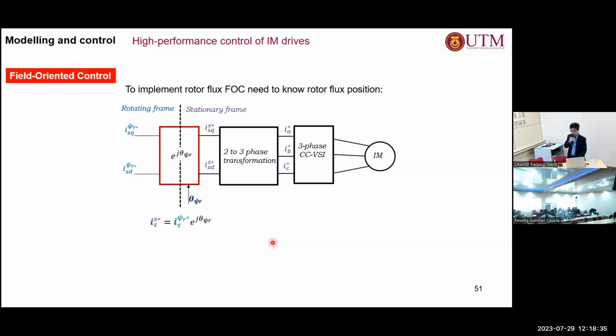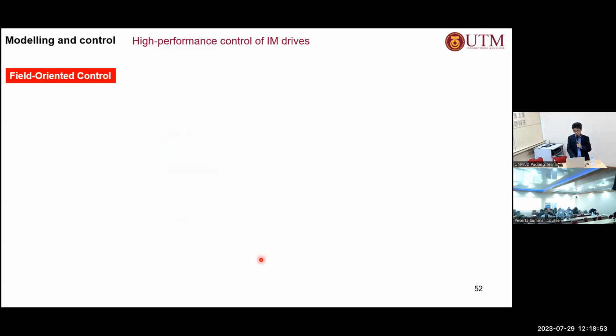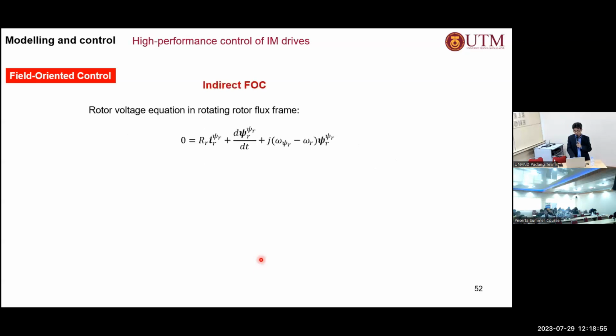So what is seen in this rotating frame is DC quantities. In order to implement that, you have to know the flux position. There are two ways of obtaining the rotor flux position: the indirect and the direct FOC. In industry, most of the methods use the indirect FOC, where you measure the speed or estimate the speed in order to obtain the rotor flux position. So how do we do that?